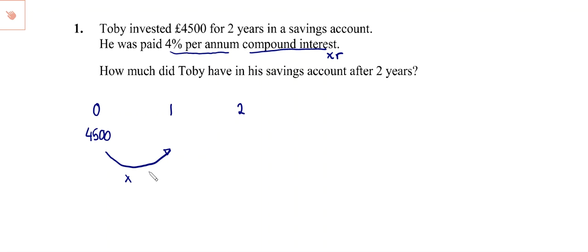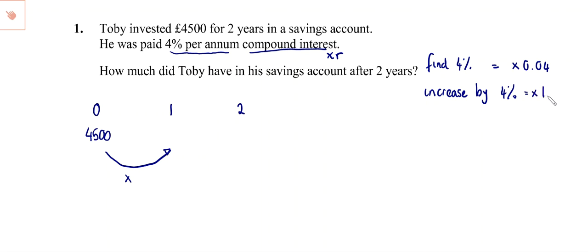I want to do an increase of 4%. So finding 4% is times by 0.04. But an increase by 4% is times by 1.04. Remember? Because increase means find 104%. So we've got to multiply by 1.04. Otherwise, your numbers will go down quite significantly each time, yeah?